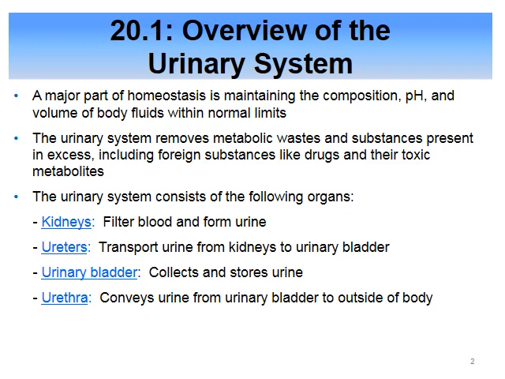Okay, so overview of the urinary system. As it states, it is going to be very influential in homeostasis and in maintaining the pH, volume of body fluids, and electrolytes within normal limits. It's also going to remove metabolic wastes. It is going to get rid of substances that are in excess, so there's too much of them, and things like drugs and their toxic metabolites.